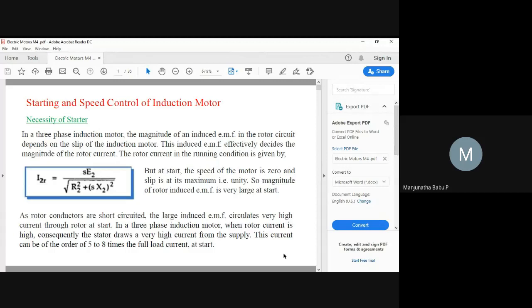So during starting, the power factor will be low. It will be around 0.2. Generally, you would have conducted a load test on a 3-phase induction motor. While conducting it, you would have seen what the F1 and F2 difference was. The difference was 0. And while applying the load, we apply it gradually.